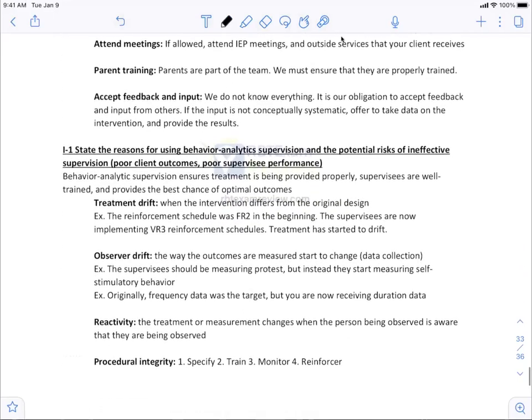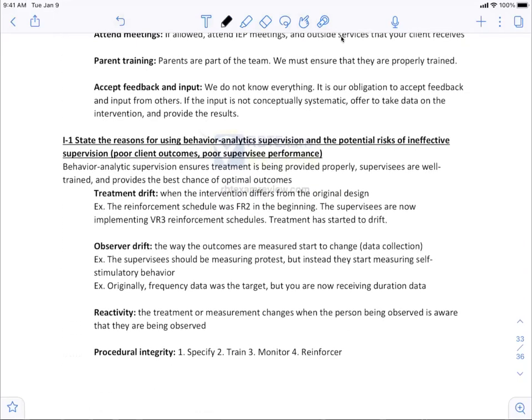I1, state the reasons for using behavior-analytic supervision, and the potential risk of ineffective supervision. Now we're talking about supervision for our RBTs. Okay, why do we do it? First and foremost, we're ensuring treatment is proper. That's why we do it first and foremost.